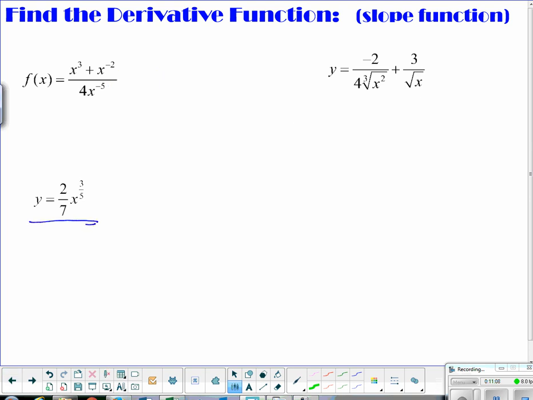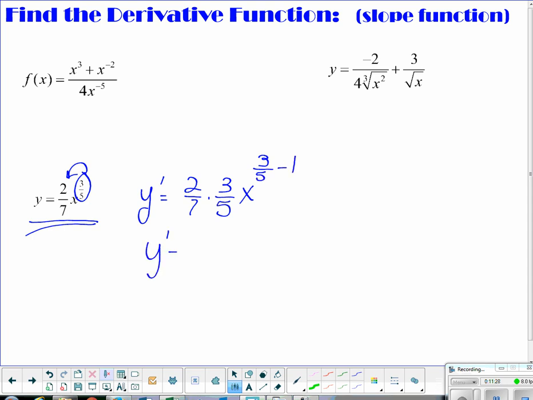Finally, let's go to this one here. It's sitting in a nice spot. This is our power. It's going to come down and multiply. So we have y prime equals 2/7 times 3/5 x to the 3/5 minus 1. That makes y prime equal. To multiply fractions, we multiply the top times the top, which gives us 6, and the bottom times the bottom, which gives me 35. X to the 3/5 minus 5/5 is what I'm thinking.